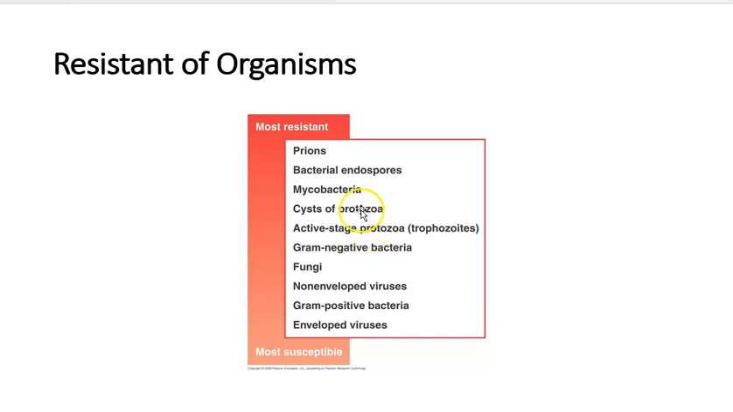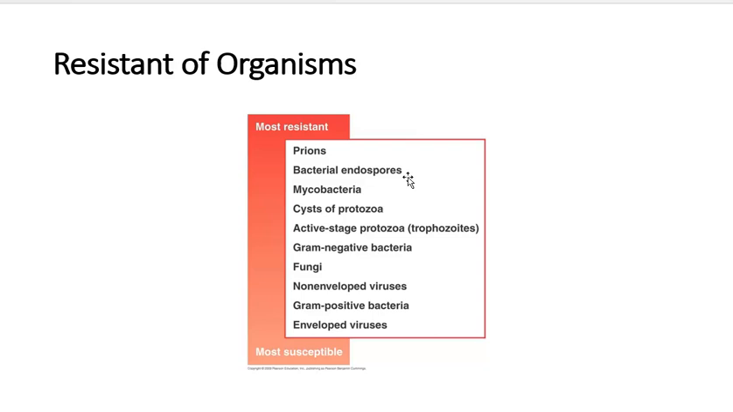We'll get into protozoans. Those are a little hard to kill. What we call Mycobacterium. Here we go. And here's the tough guys. Okay? We talked about endospores. So bacteria with an endospore is hard to kill.